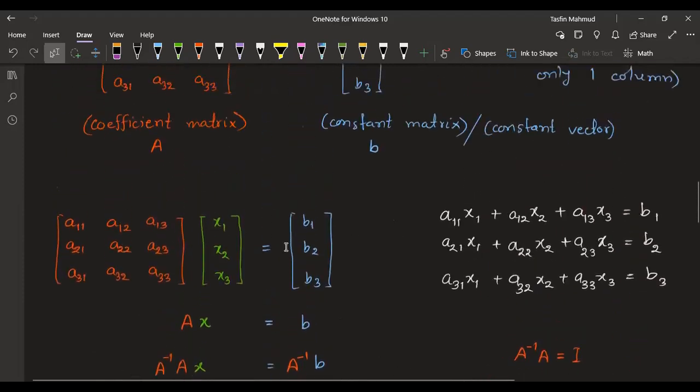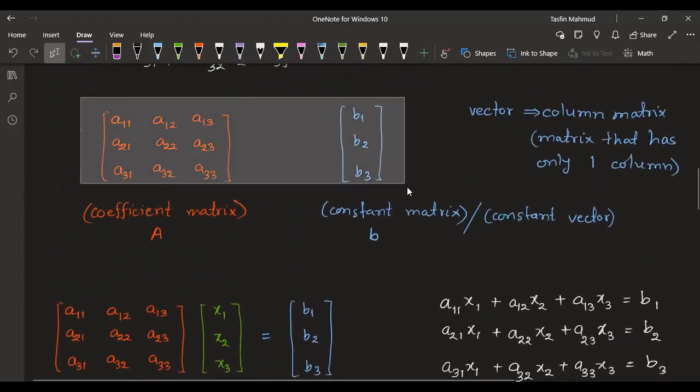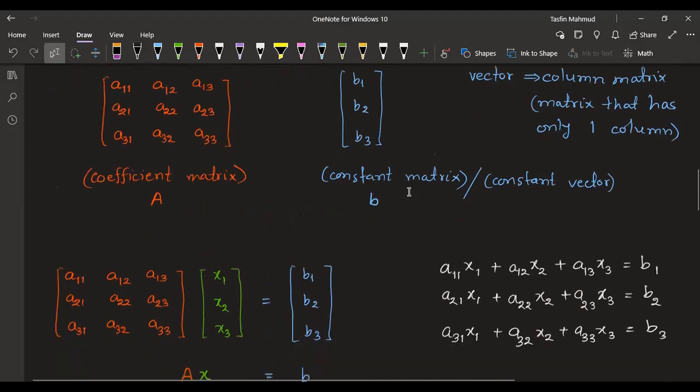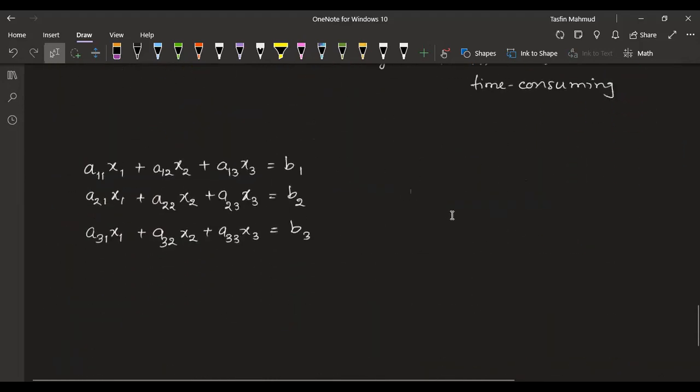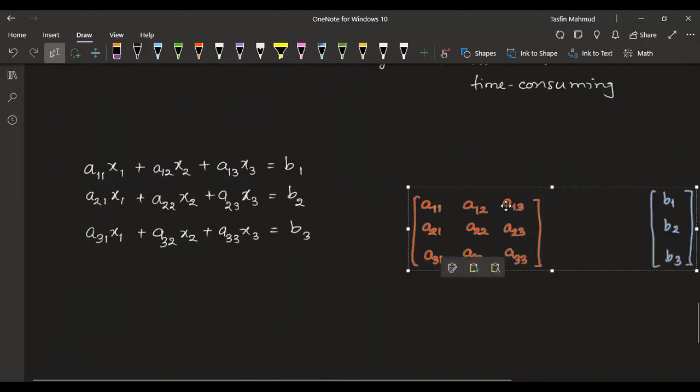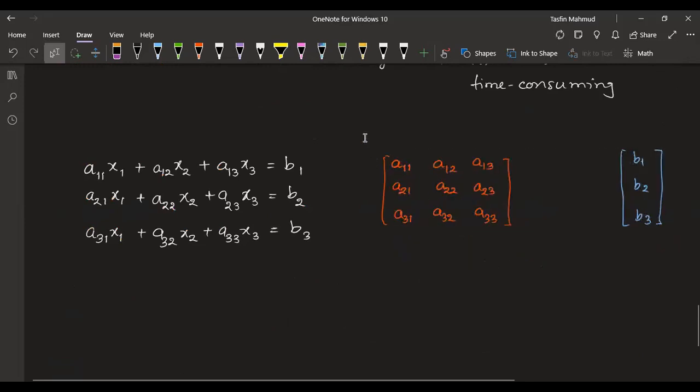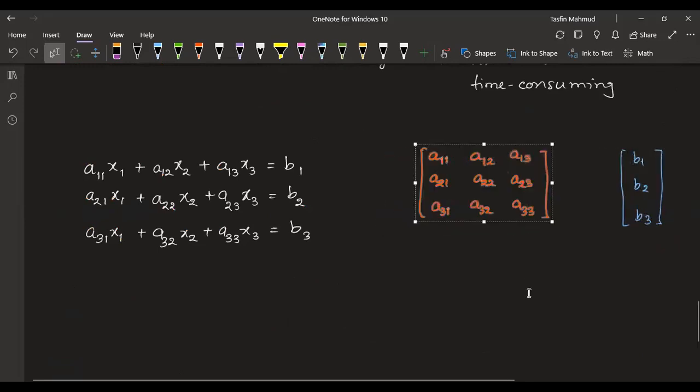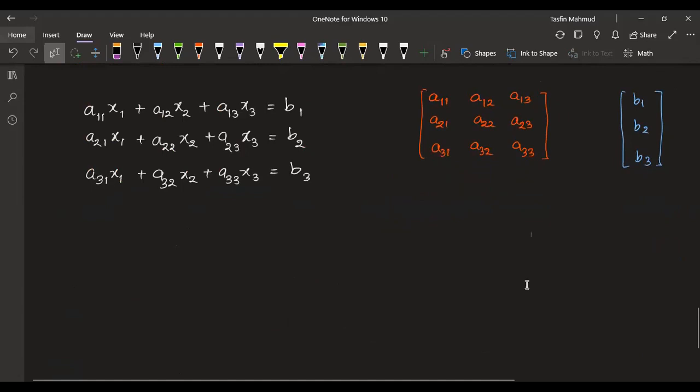And we have the constant and coefficient matrix like this. I'm just going to copy this as well. And we want to find the value of the unknowns using Gaussian elimination.